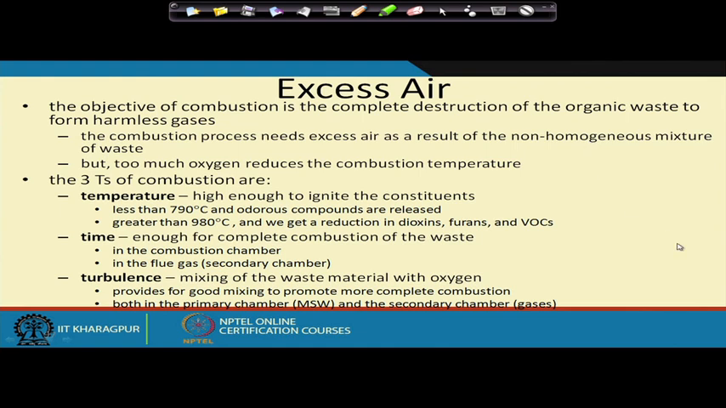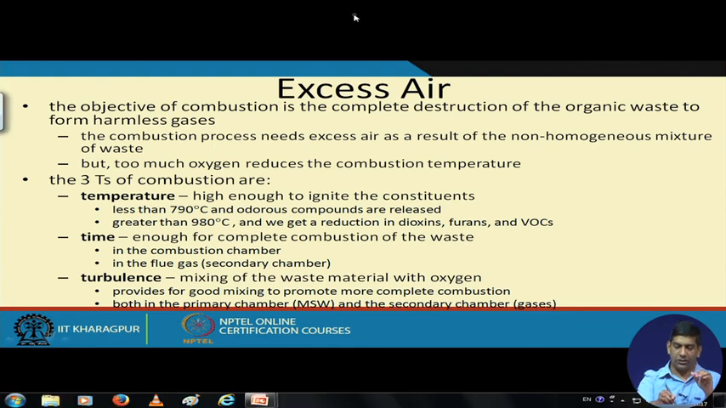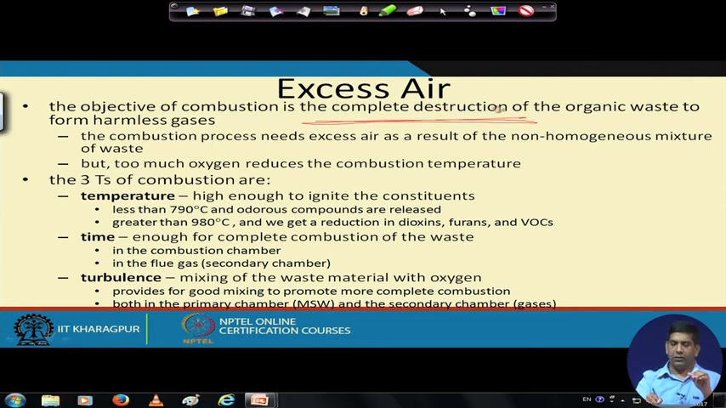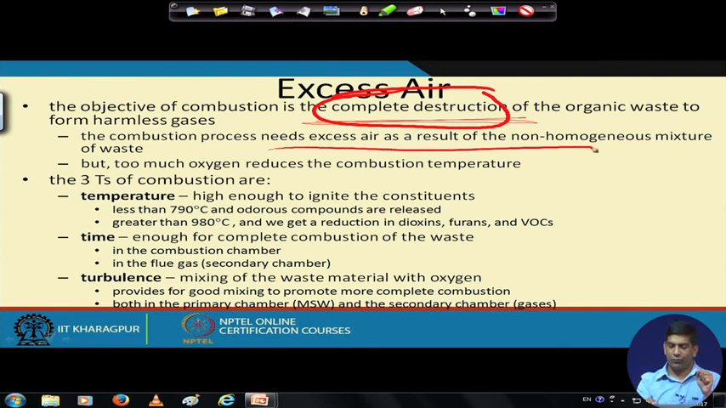The objective of combustion is complete destruction, to avoid air pollutant issues, so the organic waste is destroyed into harmless gases. So the combustion process needs excess air. Why? Because we have a non-homogeneous mixture. Had it been a very nice homogeneous mix, the excess air requirement may be less. But think about the garbage. One piece could be this small, the other piece could be this big. This may burn really well, this may not burn that well, it may be more complex, and the reaction will take longer.